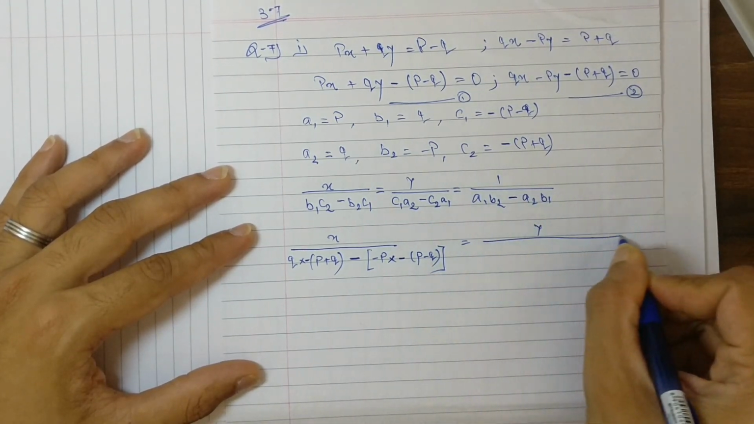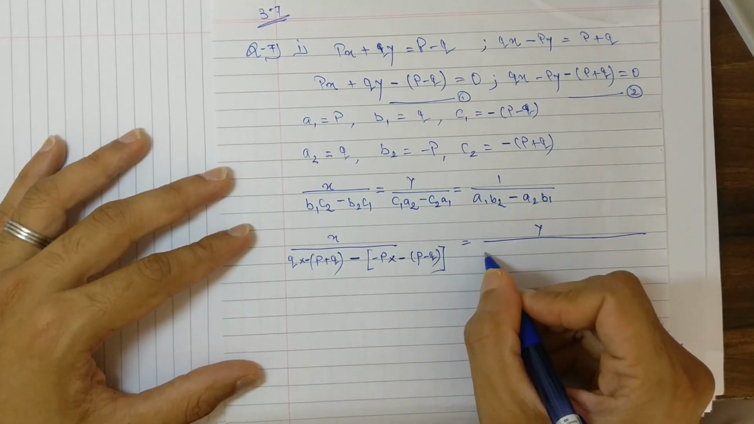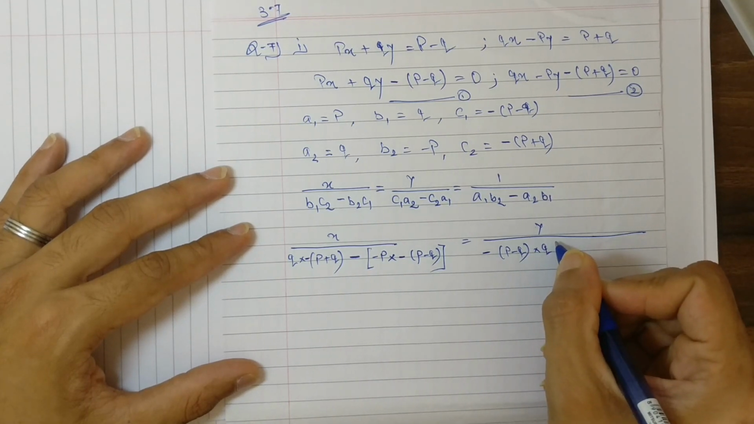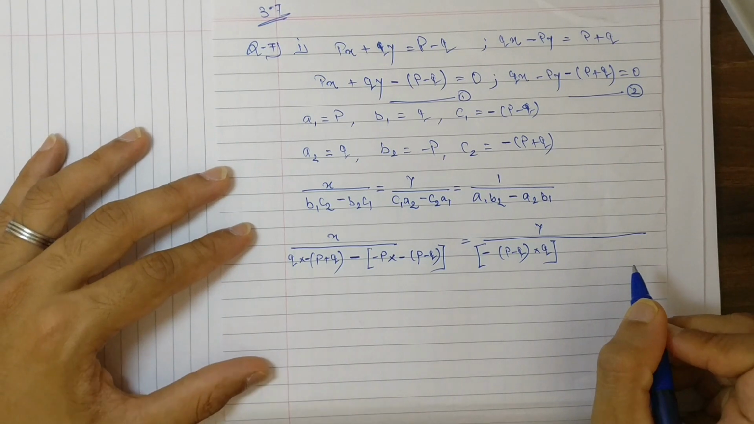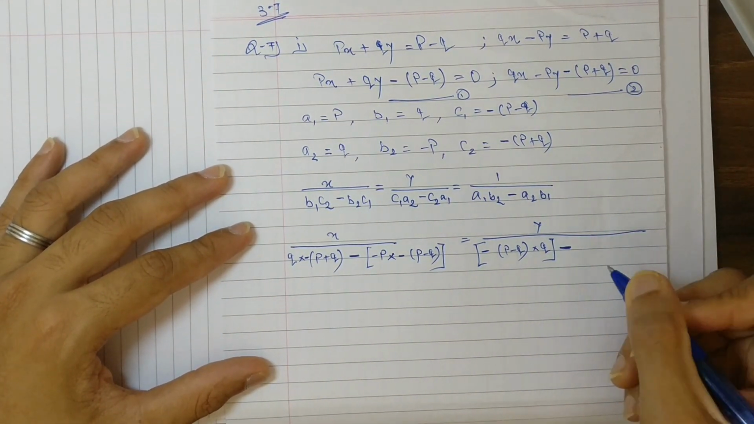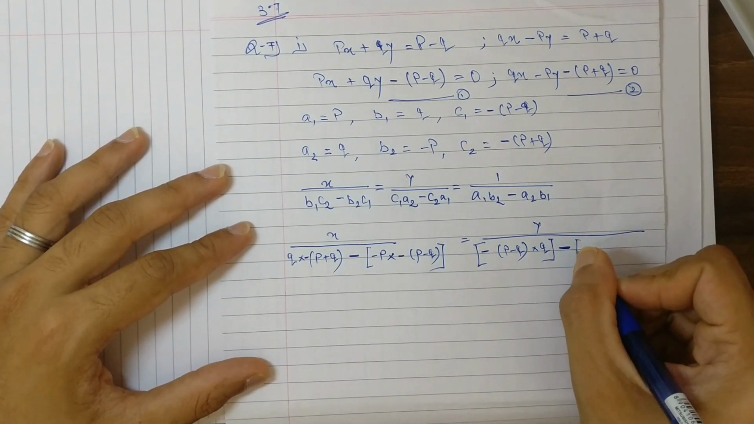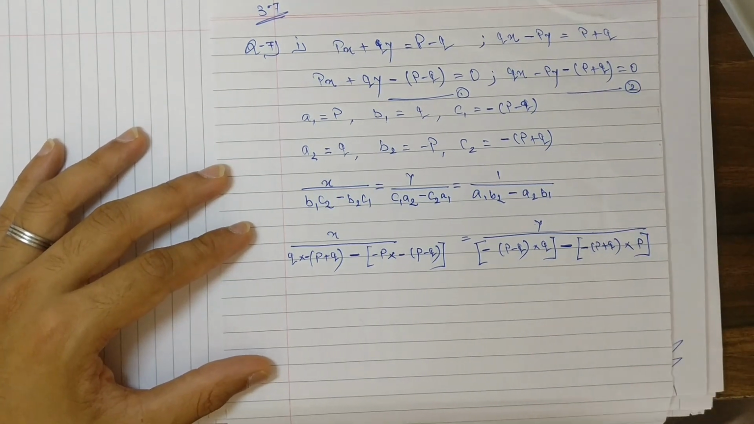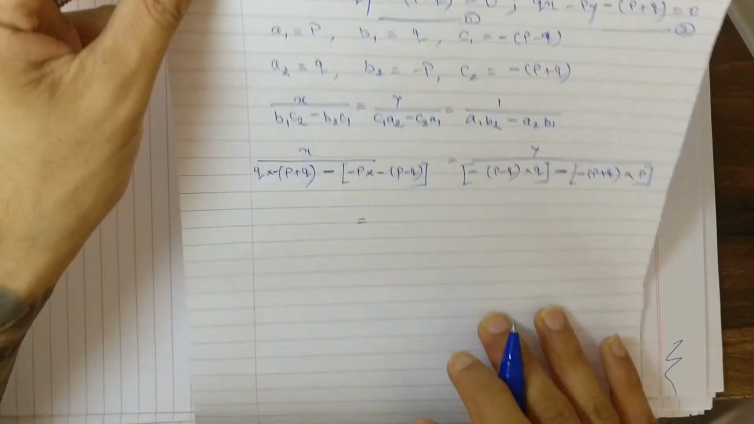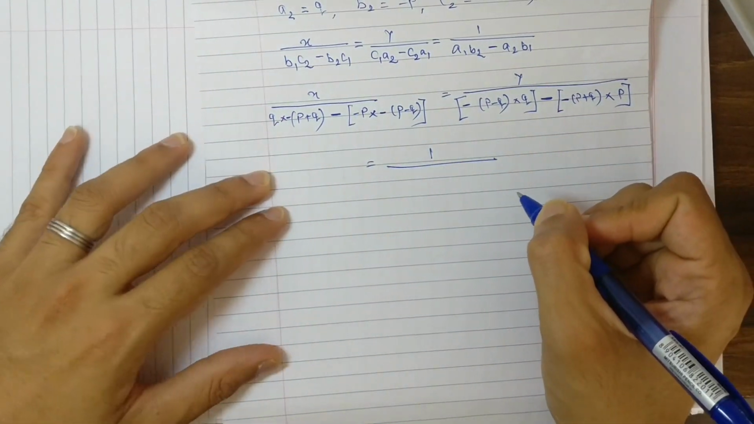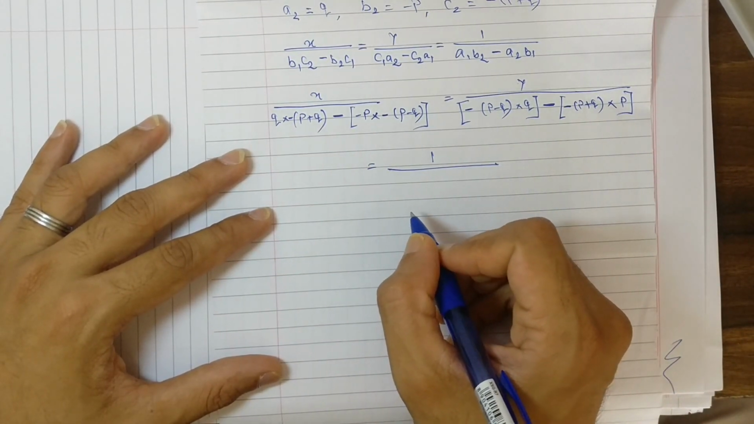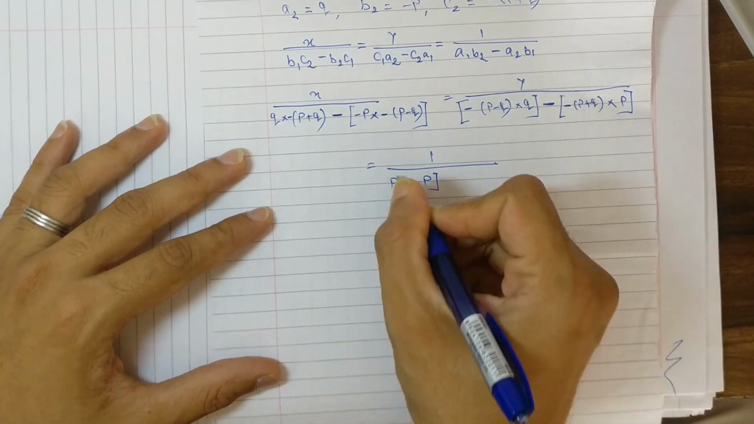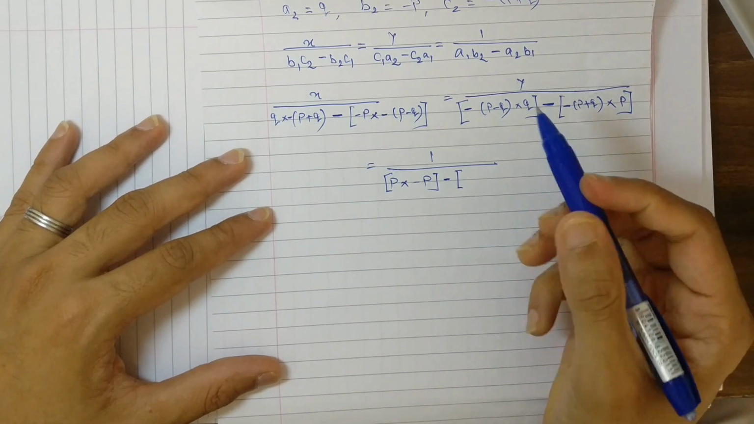is equal to y upon c1 a2, minus of p minus q, c1 a2 into q, minus c2 a1. c2 is minus of p plus q into a1, p, is equal to 1 upon a1 b2, p into minus p, minus a2 b1, q into q.